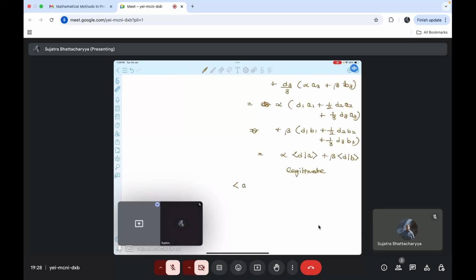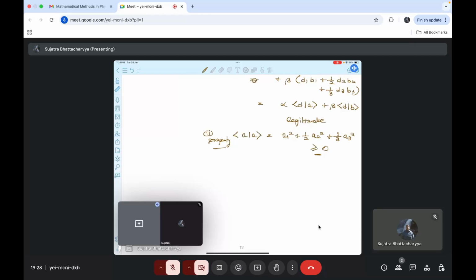Also, if you do this A oblique A, you get A1 squared plus half A2 squared plus one third A3 squared, which is always greater than or equal to 0. This is another property, I think the second property. So this is the legitimate scalar product. To prove that any standard or non-standard scalar product is legitimate, you have to use the distributive law as well as the properties of the dot products.